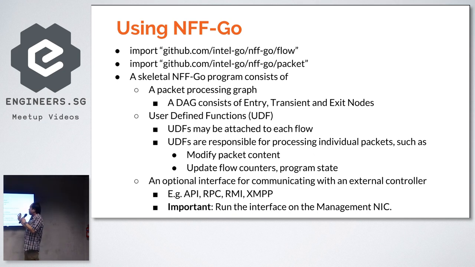The important thing about the packet processing graph is that it consists of entry, transient, and exit nodes. And UDFs can be attached to each flow. In some way, UDFs might look like the middleware in an HTTP router. They are conceptually similar, but not exactly the same thing. The UDFs are responsible for modifying the packet content, and they can also be used for updating the flow counters and updating the program state. So you can use this for orchestrating. This is used for measurement.